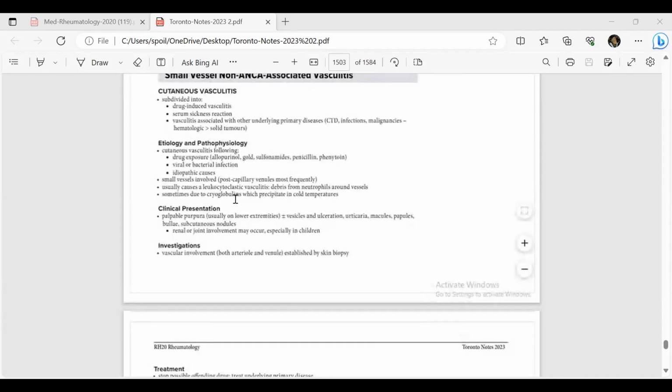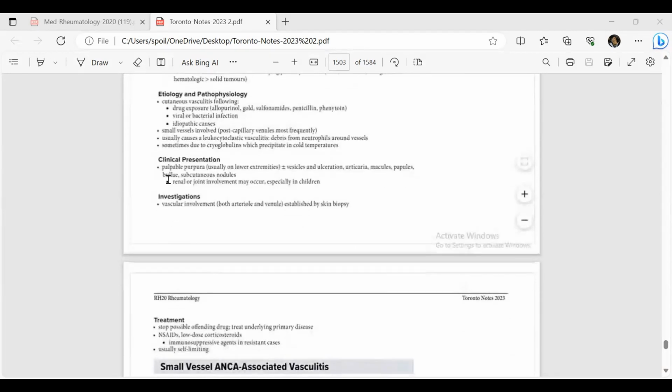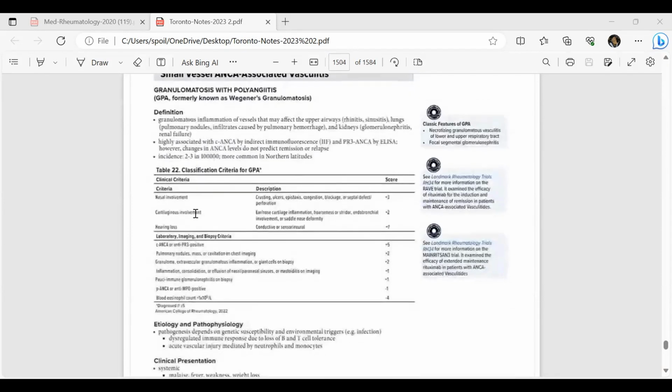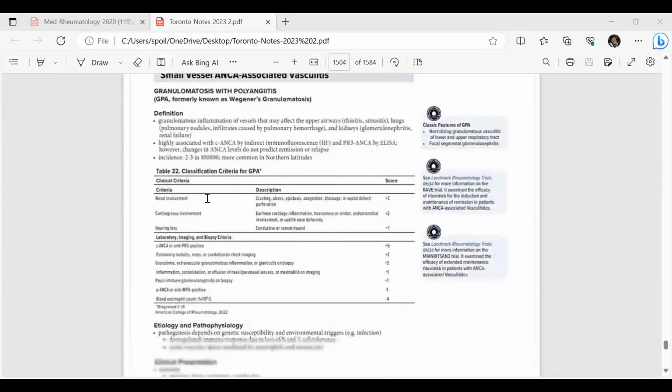Sometimes cryoglobulins, which precipitate in cold temperatures, are also involved, and the presentation will be palpable purpura, ulceration, urticaria, and renal involvement. Renal and joint involvement will be more common only in children. Rest it will be palpable purpura, papules, macules, and bullae. Because drugs are involved, we will stop the drugs and give NSAIDs and low dose corticosteroids, and most of the cases are self-limiting.